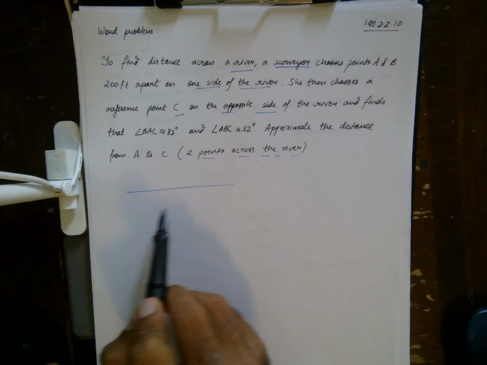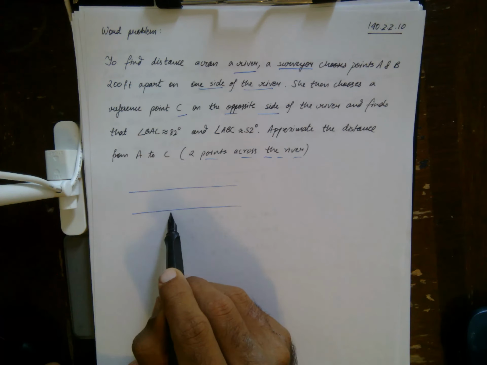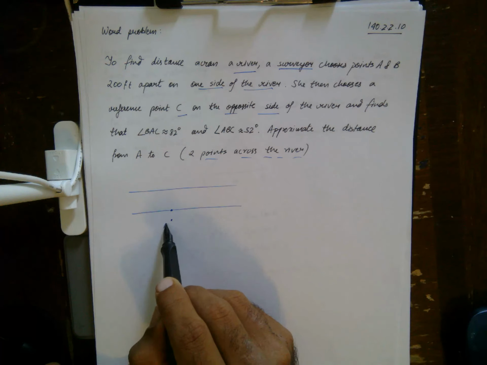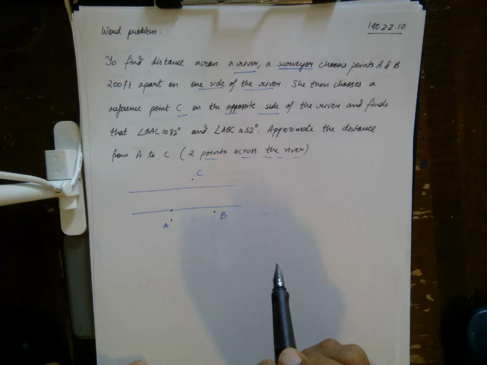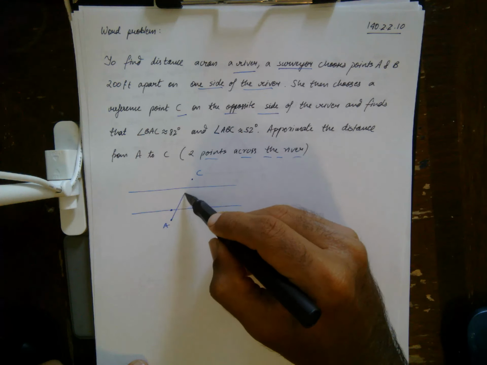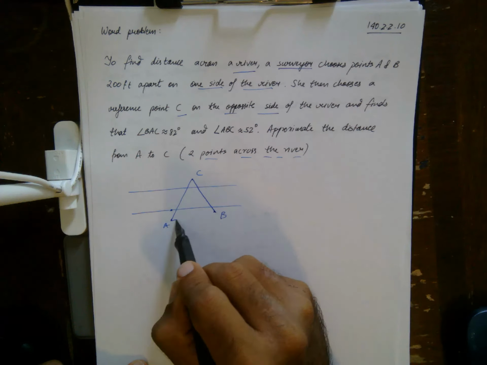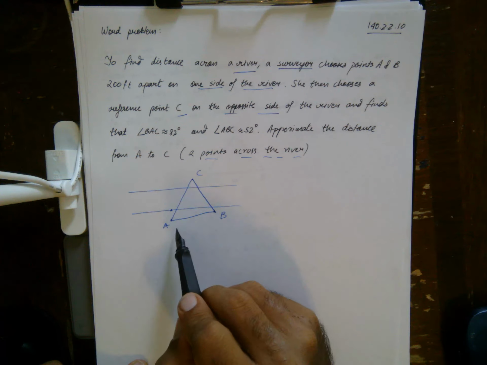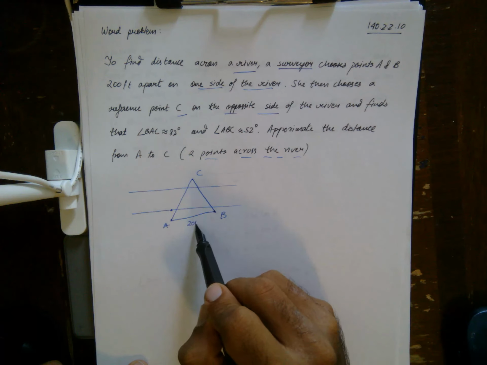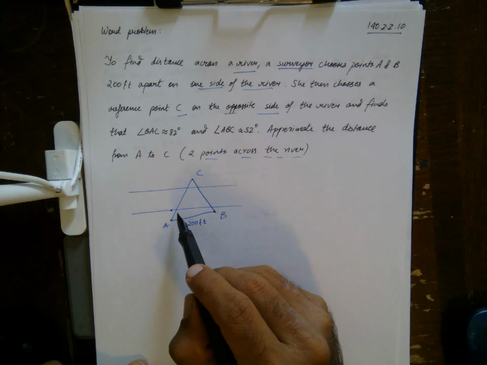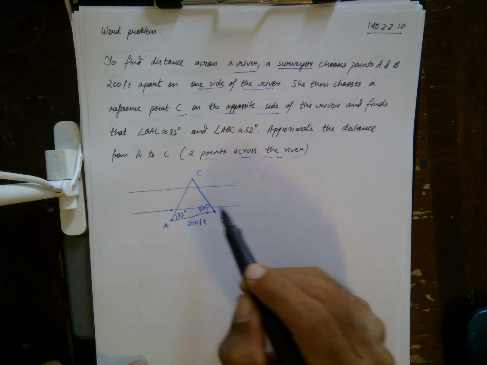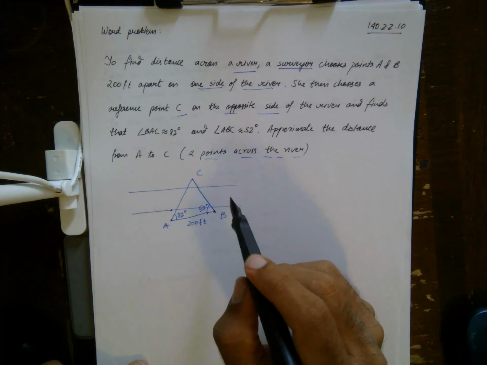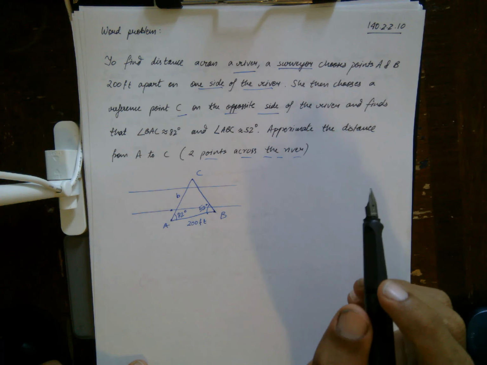So let's say that's the river. I got points A and B on one side of the river. I got point C on the other side of the river. Now that means I can form a triangle. Then she measured the distance between A and B to be 200 feet, angle BAC to be 82 degrees and angle ABC to be 52 degrees. And she wants to find the distance from A to C, which is, say, B.